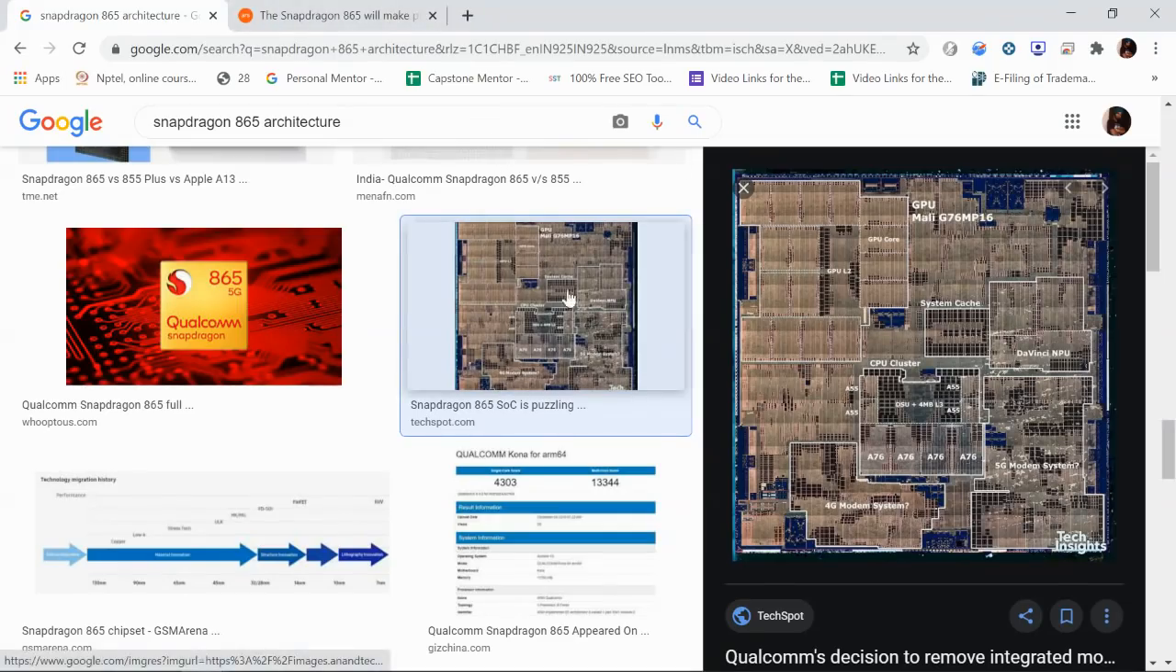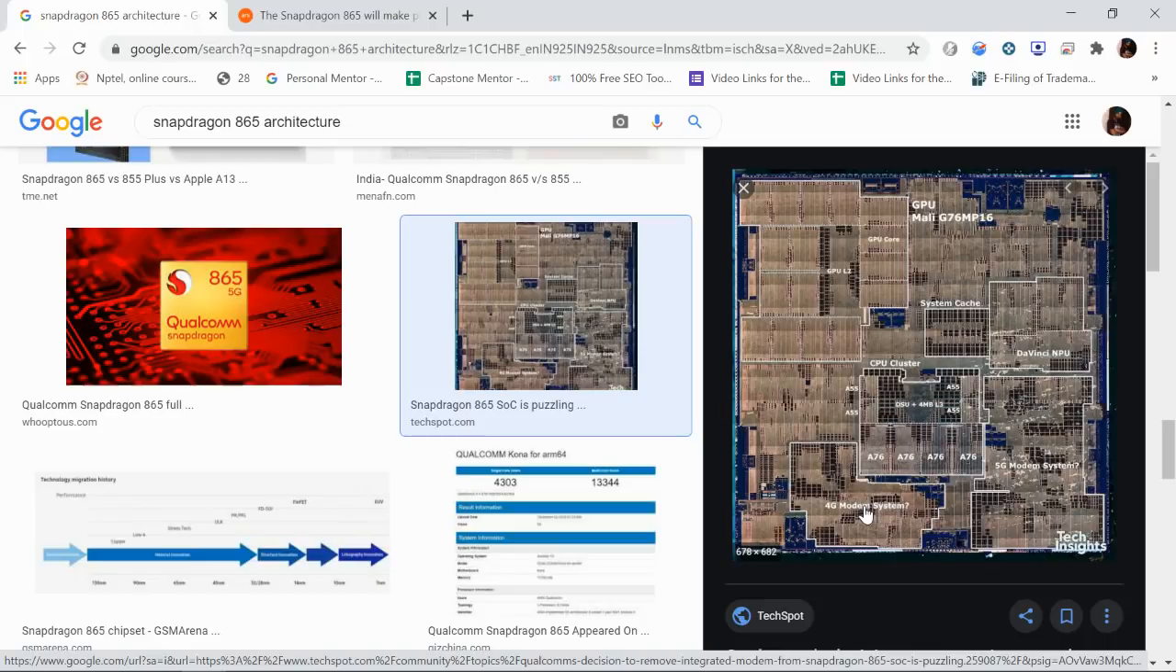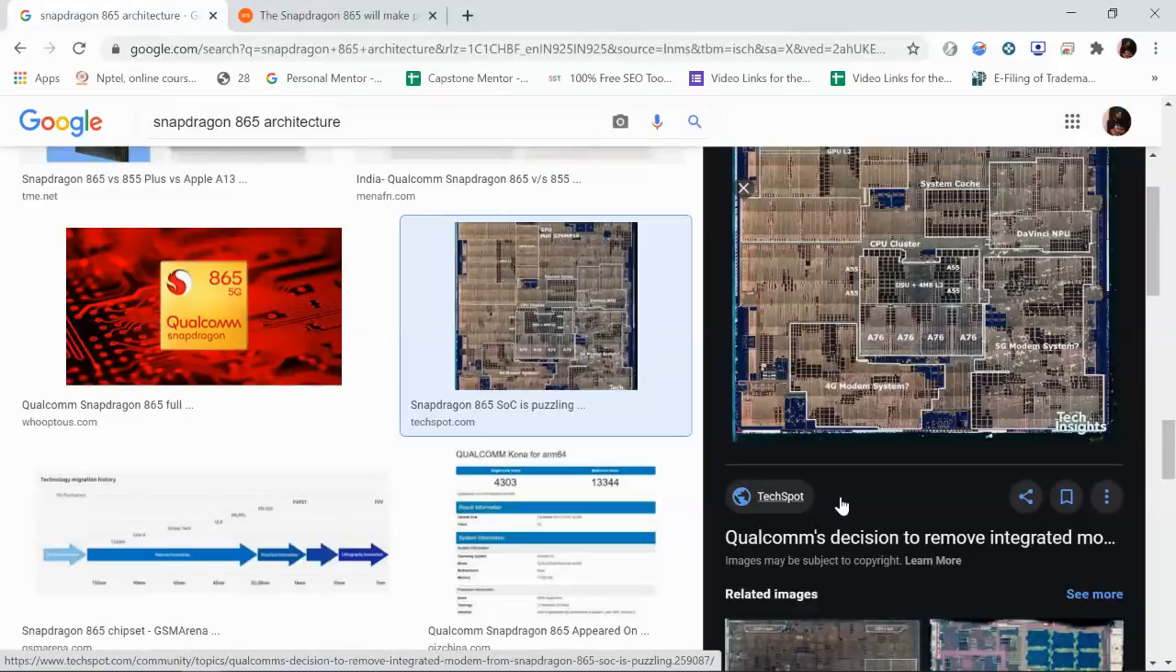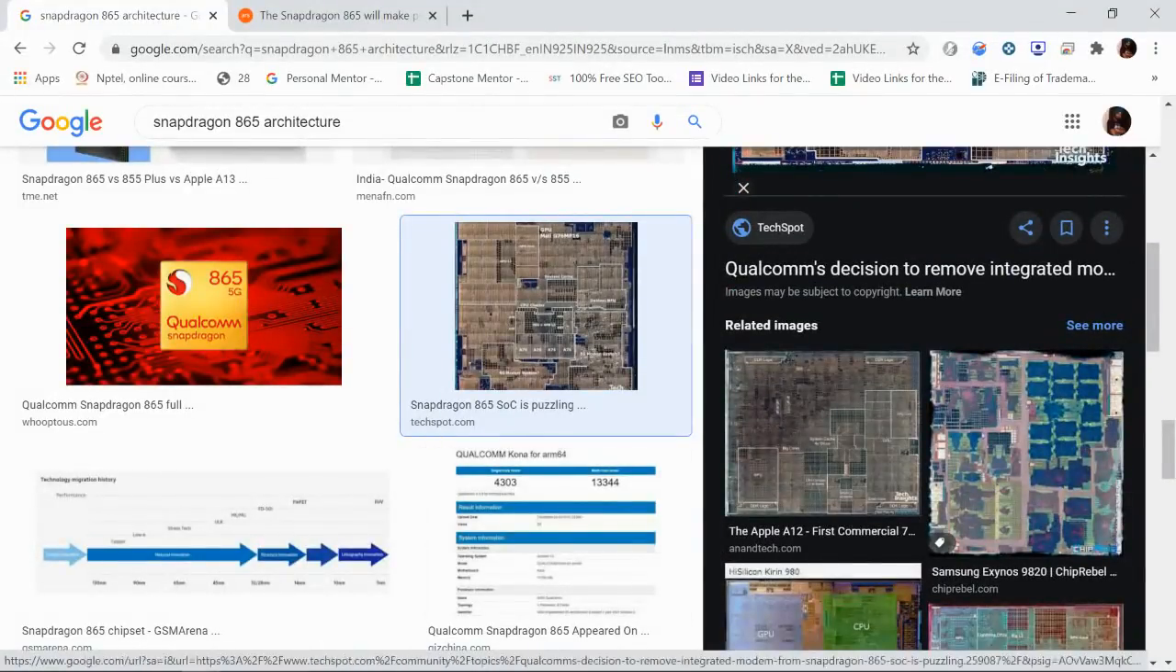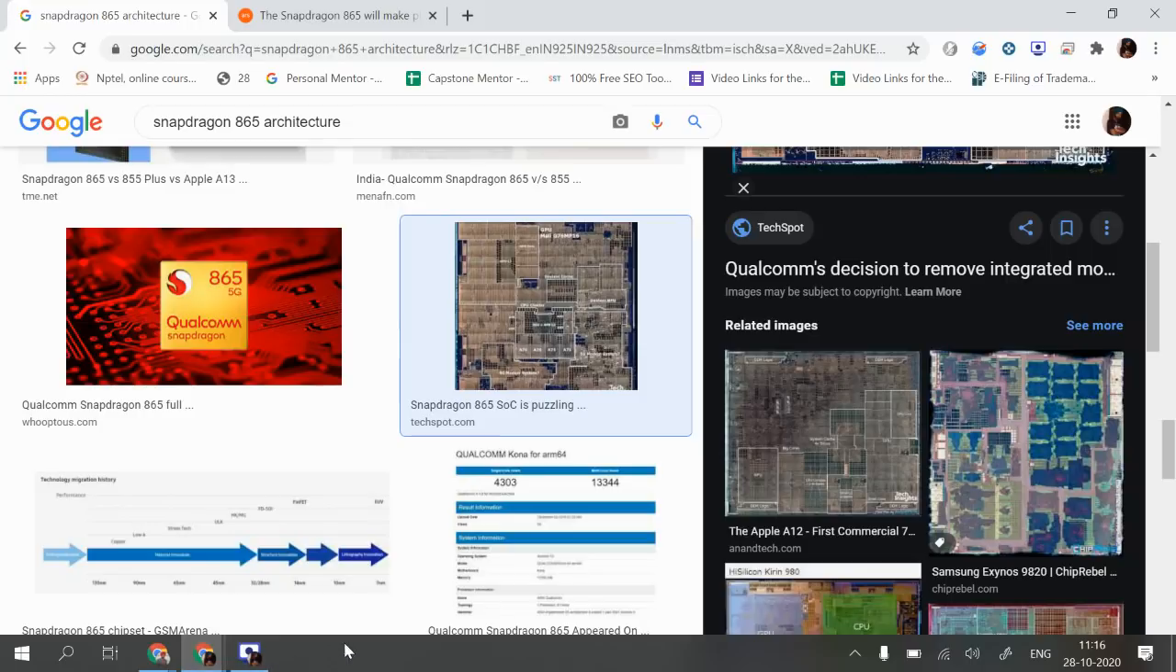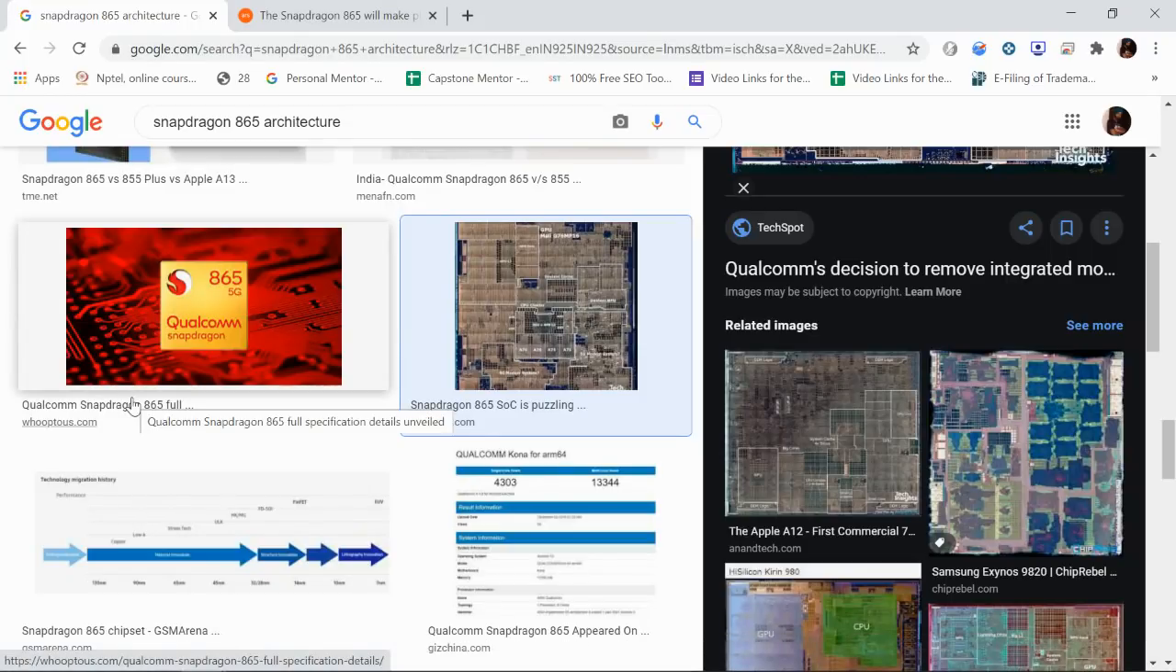There are some images showing the different parts on it. This is a 4G modem. There is a GPU which is integrated at that place as well. This is the GPU on an 865. This is a DSU and CPU to perform all the CPU related tasks. This is a 5G modem. Then this is an NPU. So there are different types of devices which we have on a single chip. Due to this reason, it is known as a single chip system.